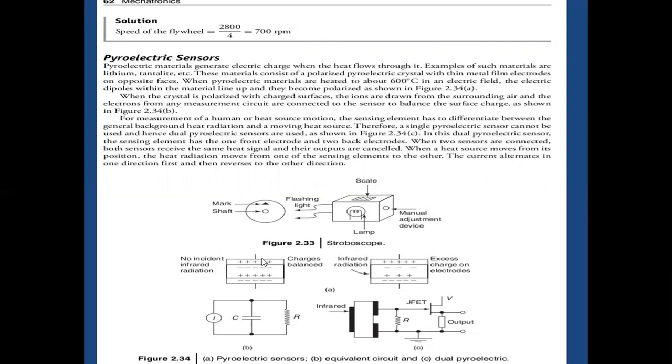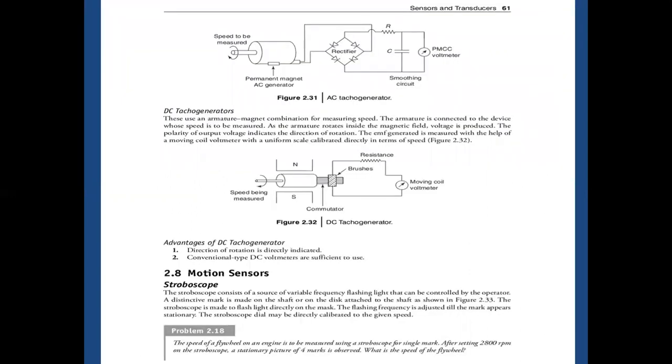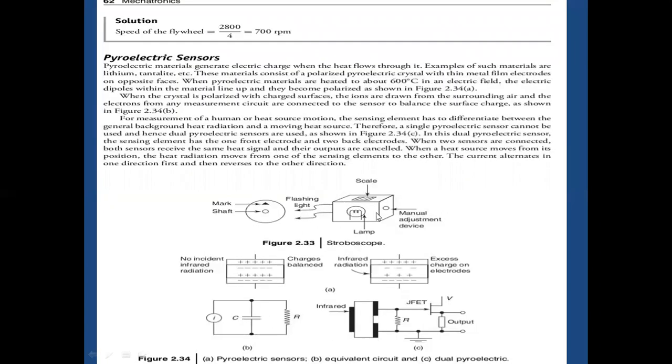In the case of the motion sensor, the stroboscope consists of a source of variable frequency flashing light that can be controlled by the operator. The frequency of the light can be adjusted by the scale.